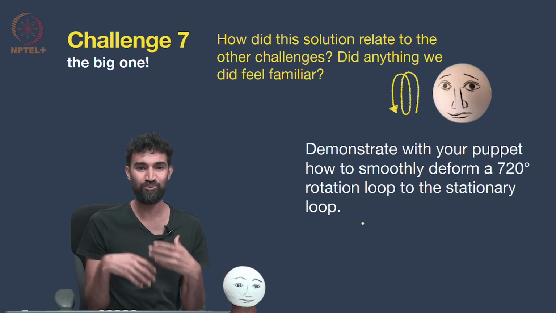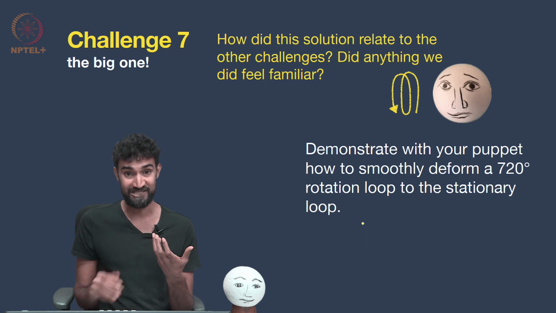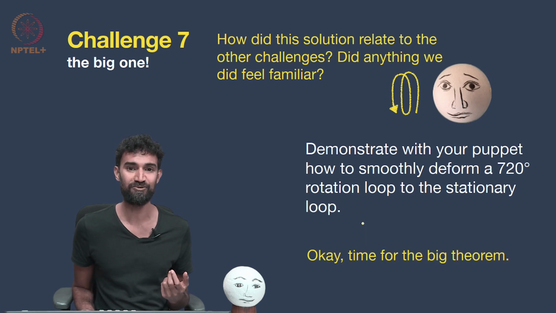So in some sense, we're putting all of these challenges together as part of this process of deforming the 720-degree loop to a stationary loop.